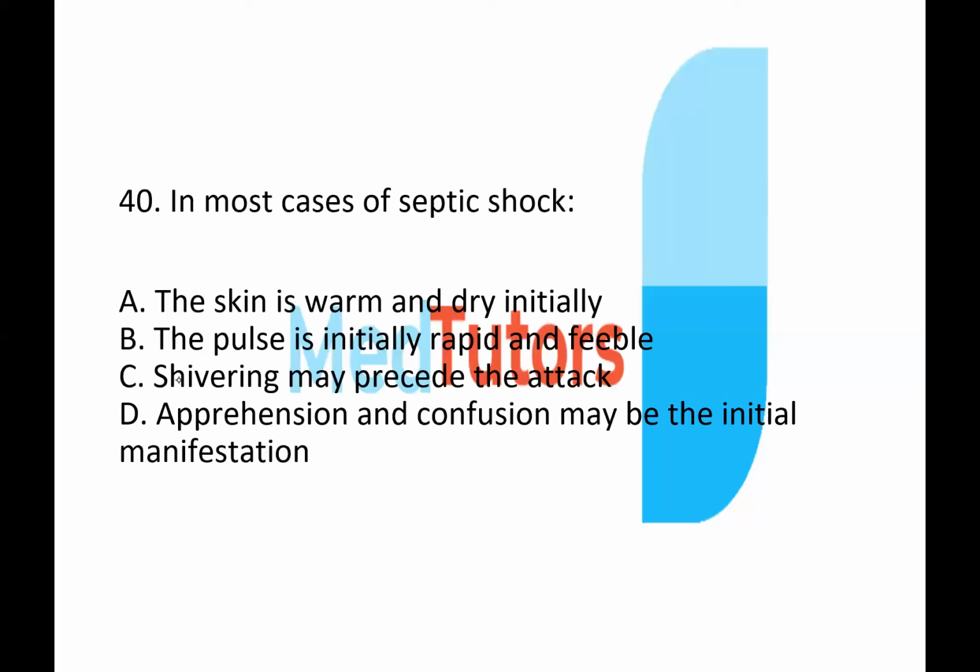The pulse is initially rapid and feeble. Is that true? Initially, they have a bounding pulse. Initially, it's a hyperdynamic state. Shivering may precede the attack. You're already yawning. Apprehension and confusion may be the initial manifestation. So the only odd one here is B. All these others are correct.